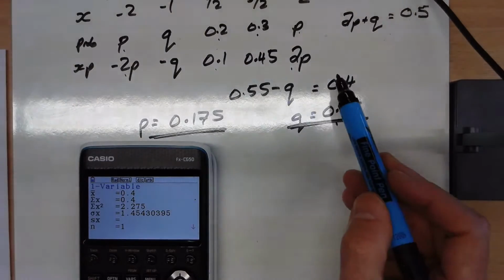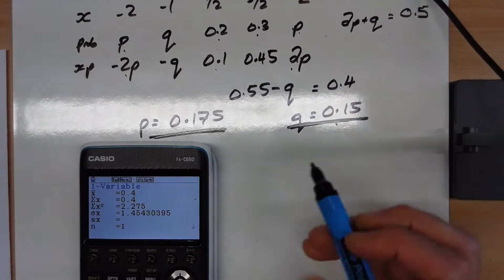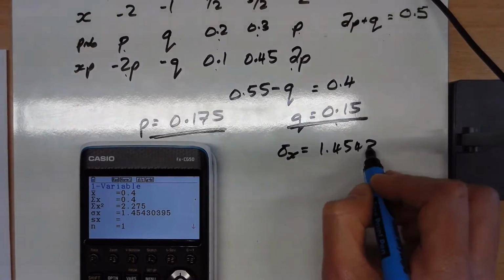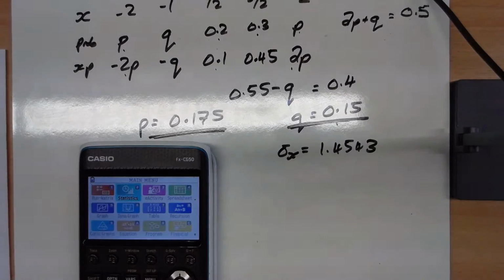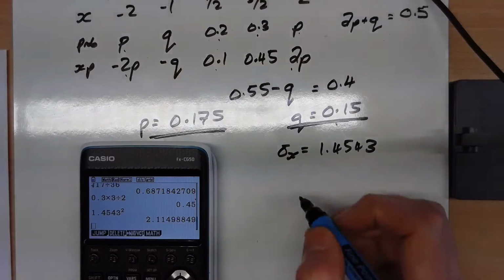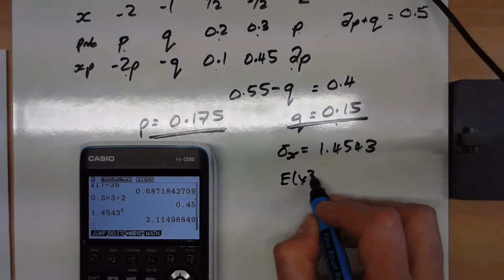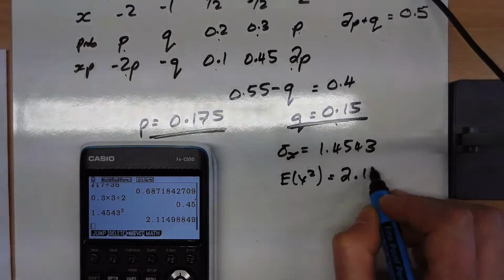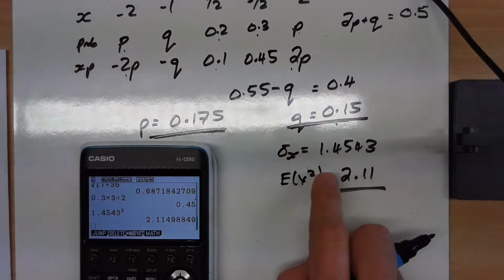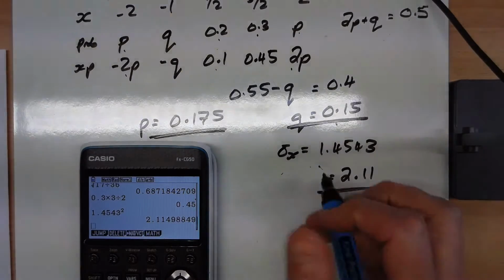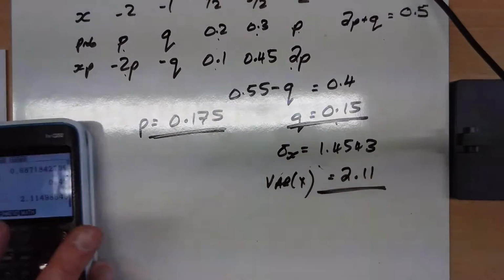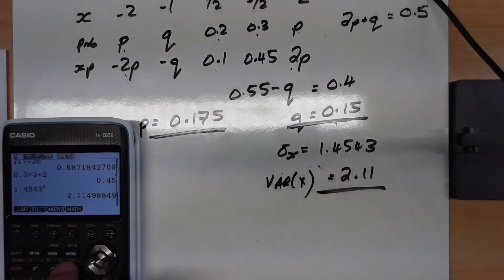And look, here it tells me that the mean is 0.4. Brilliant, that's what I wanted it to be. It tells me that my standard deviation is 1.4543. And so I'm going to go back into here. 1.4543 squared tells me that my expected value of x squared is going to be 2.11. Sorry, I lied. Not my expected value of x squared, my variance is going to be that. I was thinking of x squared because the next thing I wanted to show you was this.